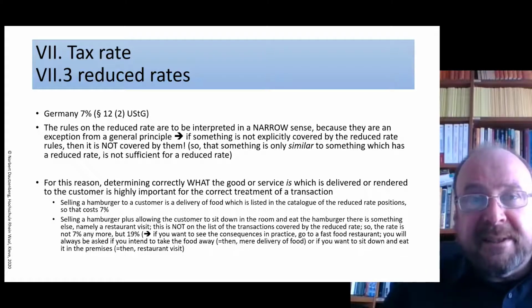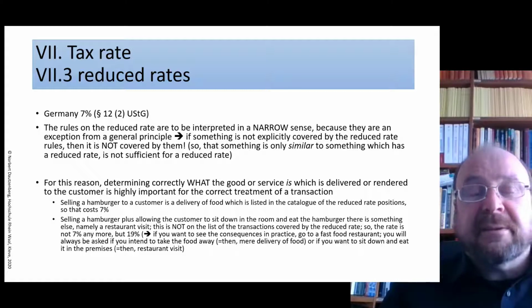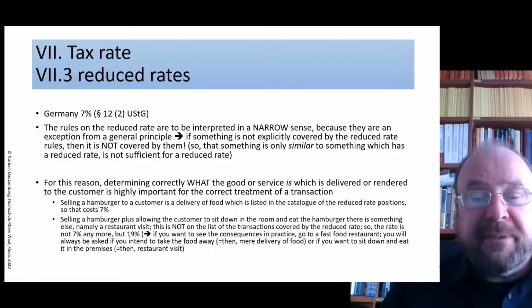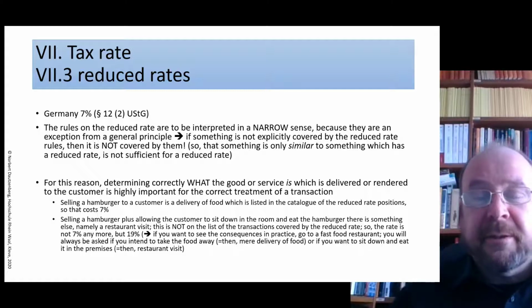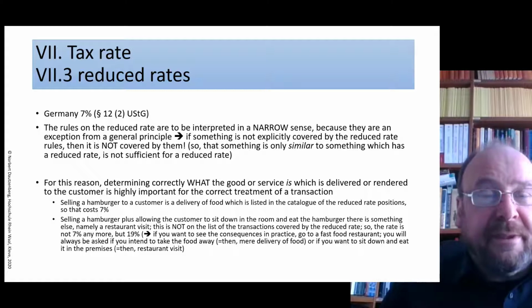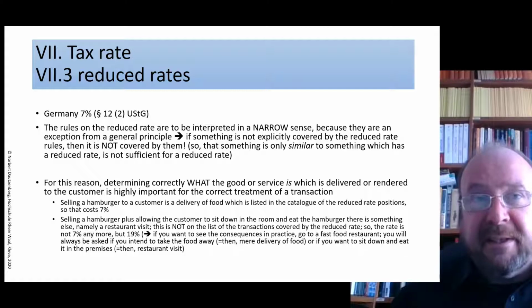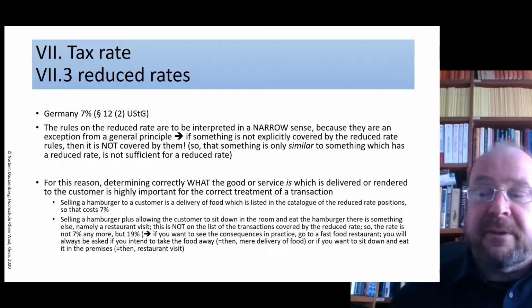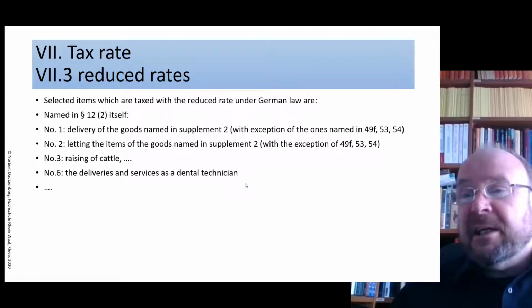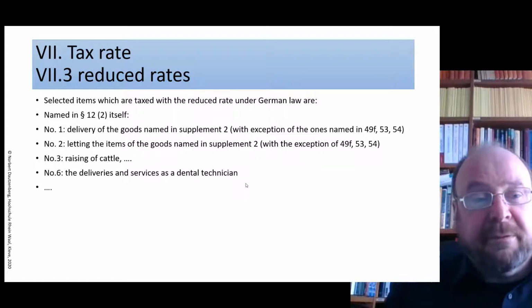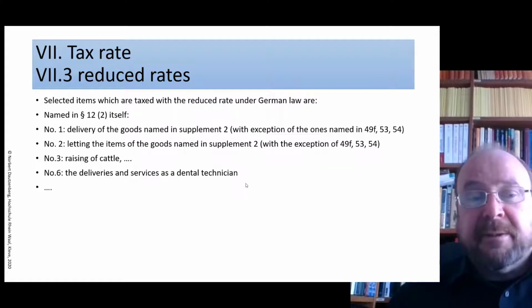That is the explanation why the delivery of a hamburger is 7%, whereas a restaurant visit, where you sit down and order a hamburger from the waiter, is no longer a delivery of a hamburger, but something else, and that something else, namely restaurant visit, is not on the list of the reduced rate events. Here I have made a small overview of which reduced rates exist.